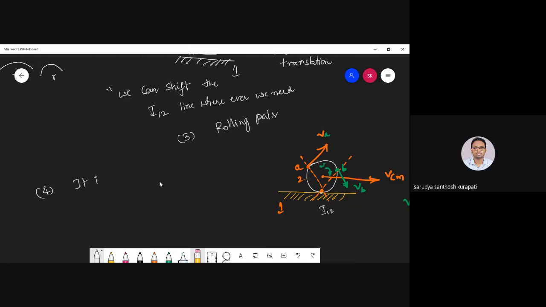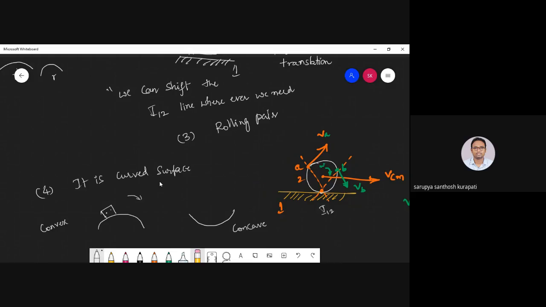Next, suppose this is a flat surface. If the surface is a curved surface, how can we find this particular center of rotation? So here I'm drawing a convex surface and a concave surface. This is convex and this is concave. And on this concave and convex surface there is my slider, which is sliding or moving in this direction.